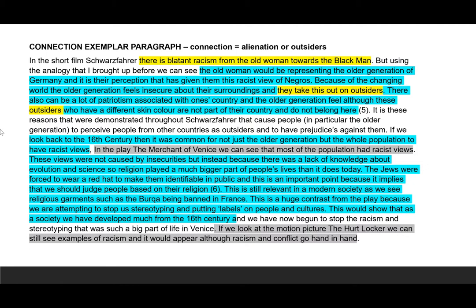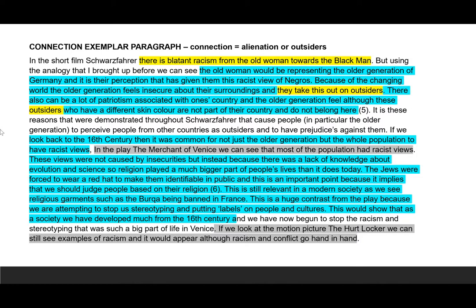In the play The Merchant of Venice, we can see that most of the population had racist views. These views are not caused by insecurities, but instead because there was a lack of knowledge about evolution and science. So religion played a much bigger part of people's lives than it does today. So this is showing their awareness of how the setting once again influenced the idea of racism, which impacts that idea of outsiders. The Jews were forced to wear a red hat to make them identifiable in public, and this is an important point because it implies that we should judge people based on their religion.